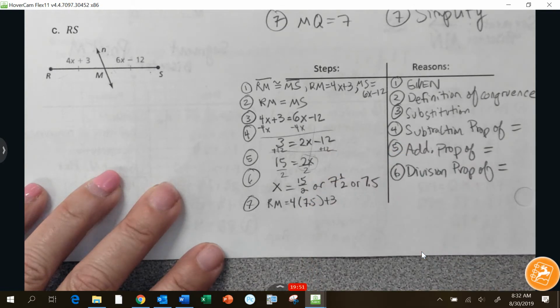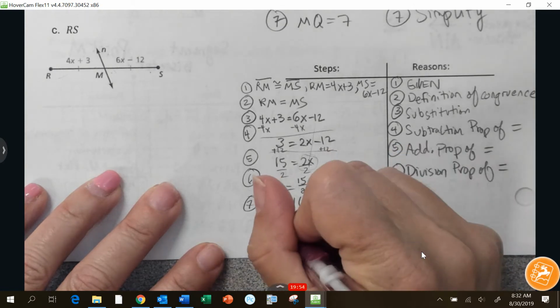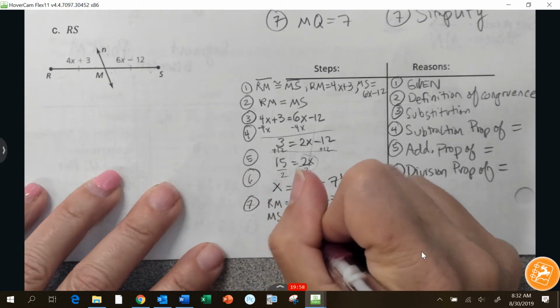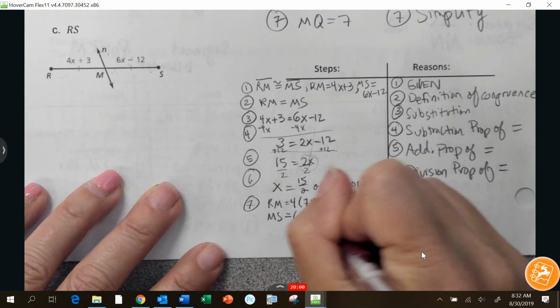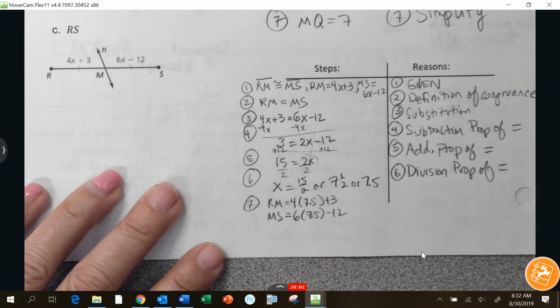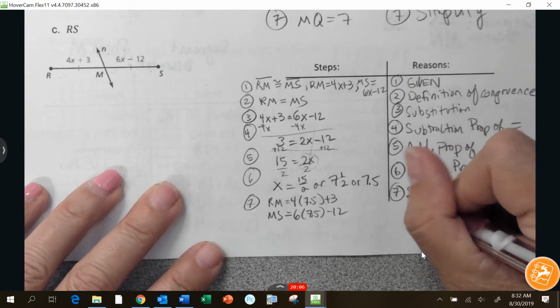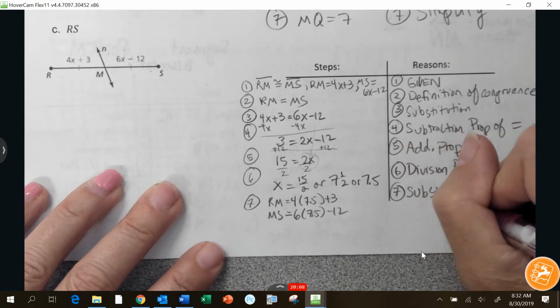Just there? And then MS would equal 6 times 7.5 minus 4. Okay, we can do that. And I know you said the word, but what property is that? Substitution. Very good.